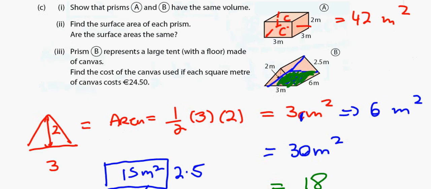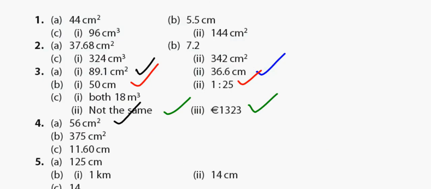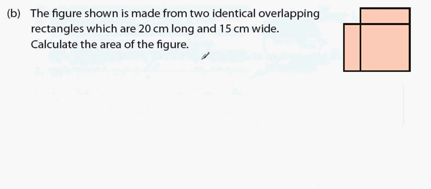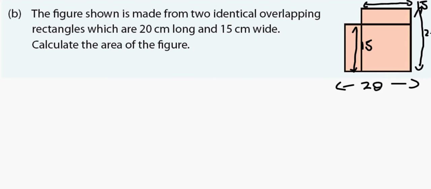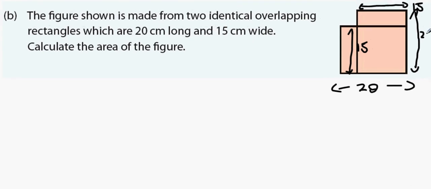Okay, next one. The figure shown is made from two identical overlapping rectangles which are 20 centimeters long and 15 centimeters wide. Find the area of the figure. Okay, so what we can say here is from here to here is 20. From here to here is 15. This here is also 15 because the smaller length is 15. Therefore this entire length here is also 20, therefore it makes this length 5. This length here is also 5.